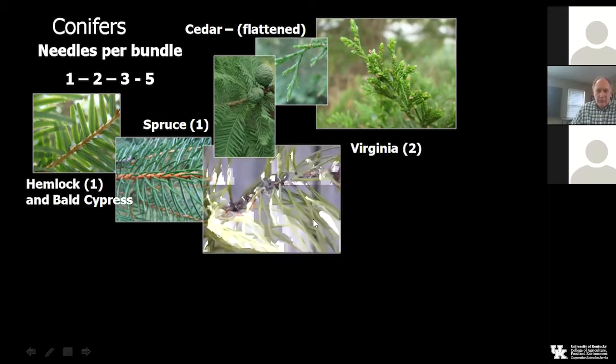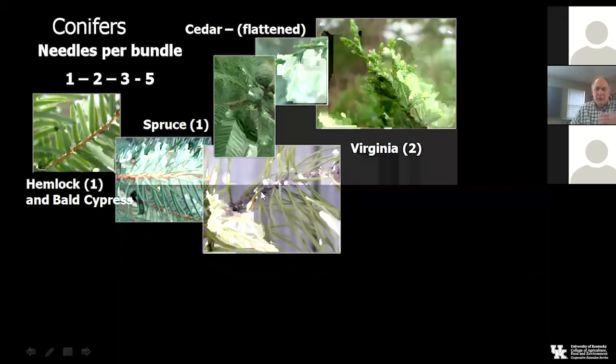2 needles. 2 needles in the fascicle of needles. The Virginia pine. You can see right here, I hope that this is showing up, my mouse. This is a pair of Virginia pine needles. We refer to them as short and twisted is the best definition, and they're probably 2 to 3 inches long. And again, you don't have to learn this. The book is going to tell you all that. But the Virginia pine has 2 short and twisted.